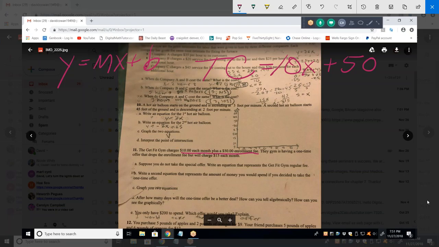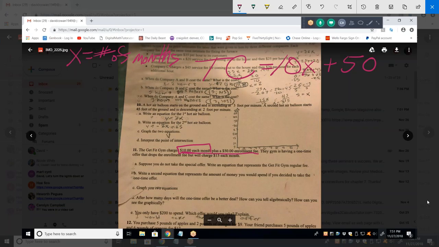What is x? What does the variable x mean? How many months? The number of months that you join, right? It says $10 per month. So if you join for 2 months, you're going to pay 20 plus 50. If you join for 3 months, you're going to pay 30 plus 50. So you always have to know what your variable means.